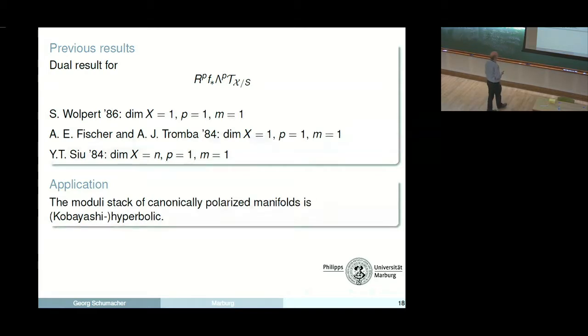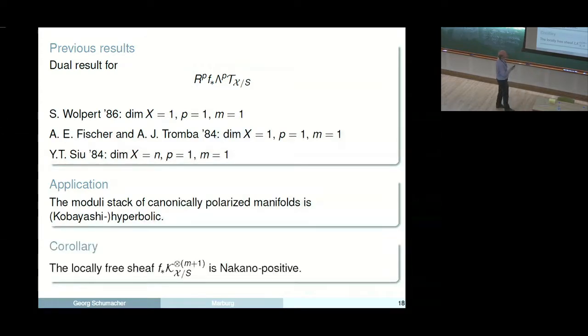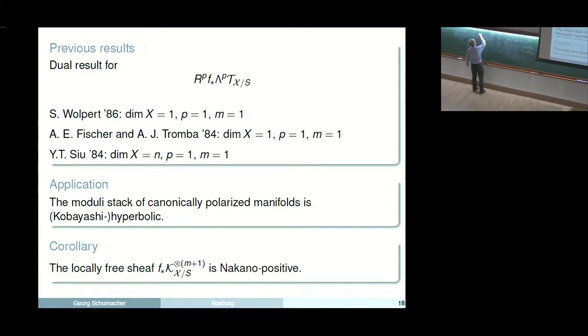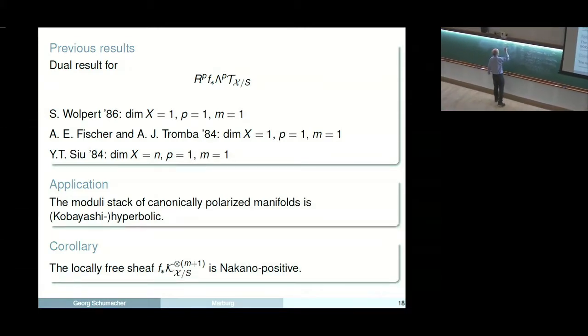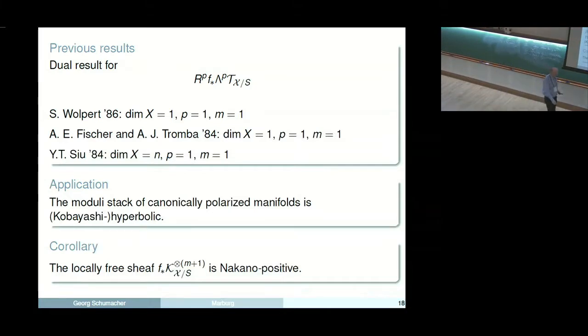And so there are applications. One application of the curvature formula is that the moduli stack of canonically polarized manifolds is Kobayashi hyperbolic, with emphasis on stack, of course. And then another corollary of the formula is that the direct image is Nakano positive. And of course, all we need for Nakano positivity is that these coefficients, I should mention that this is positive, otherwise it would be meaningless, of course.